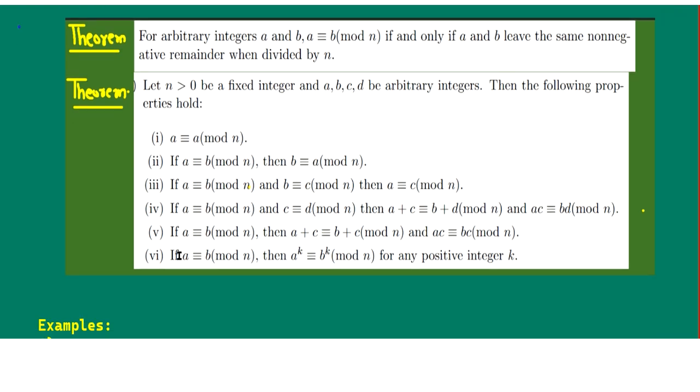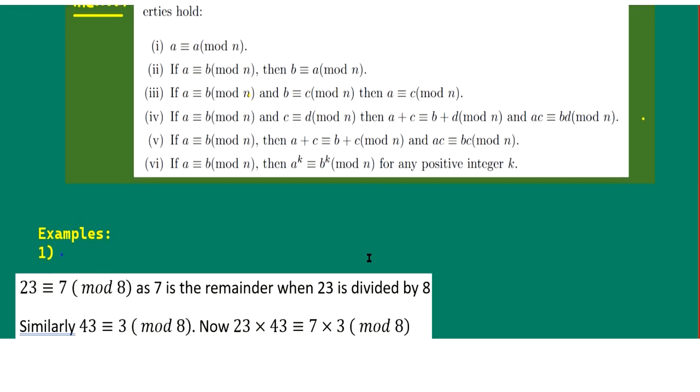The next two properties are: if a is congruent to b and c is congruent to d, then a plus c is congruent to b plus d, and a into c is congruent to b into d. The last one we can prove using induction. If a is congruent to b mod n, then for any positive integer k, a raised to k is congruent to b raised to k mod n.